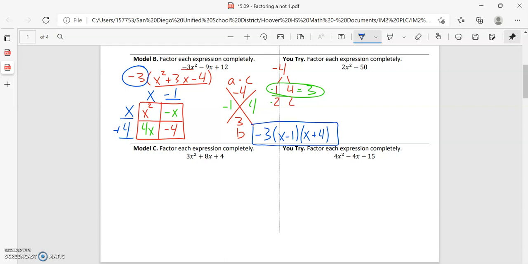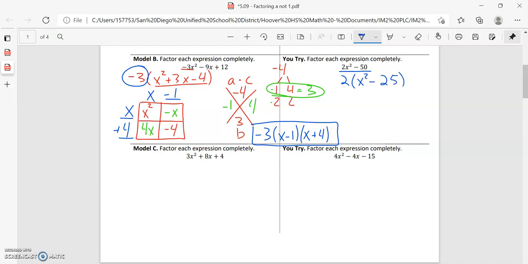Okay. I will do the U-try with you guys. So we have two terms here. And like I said before, you want to look at the second term and see if you can square root it. If you square root 50, you get a decimal, 7 point something. That's not good. But what we can do is we can pull out a 2. Both these numbers are even. So we get 2 times x squared minus 25.